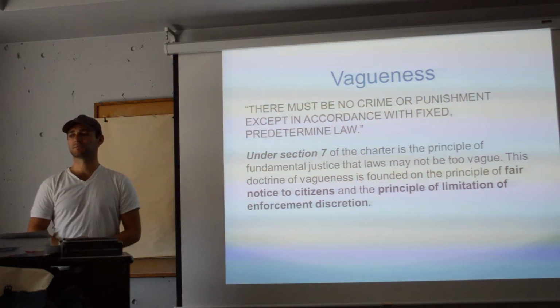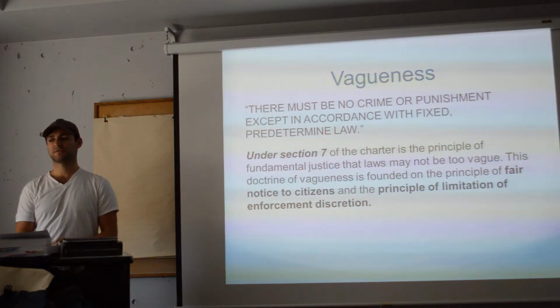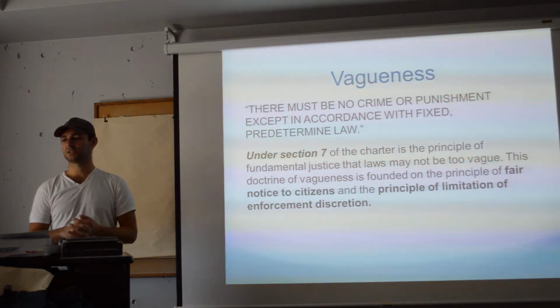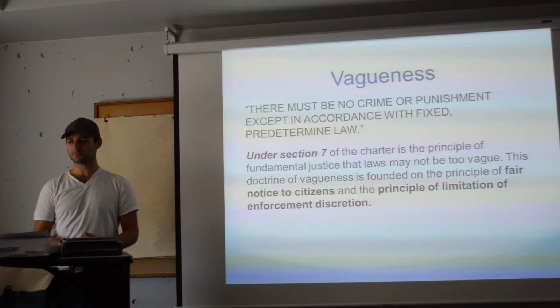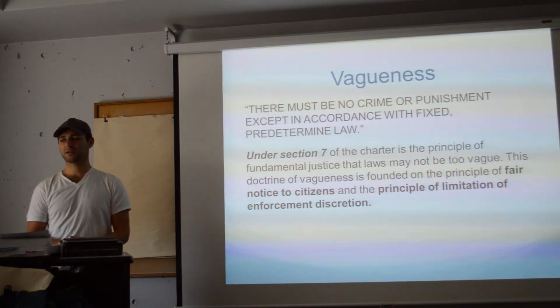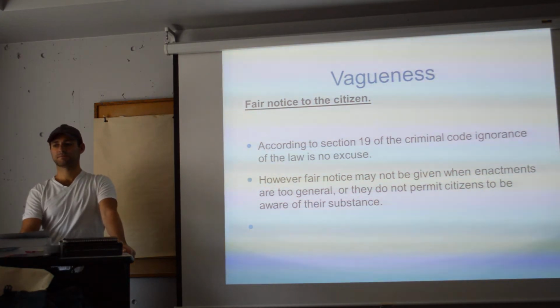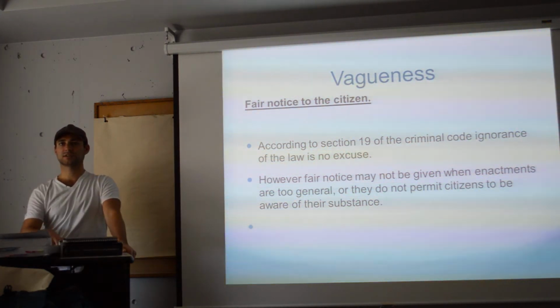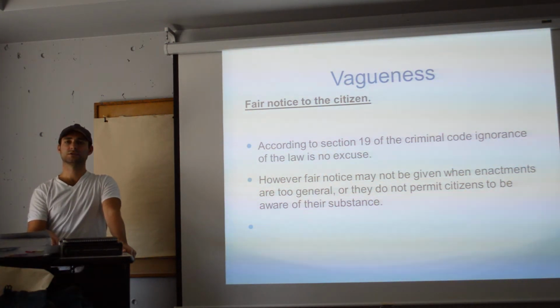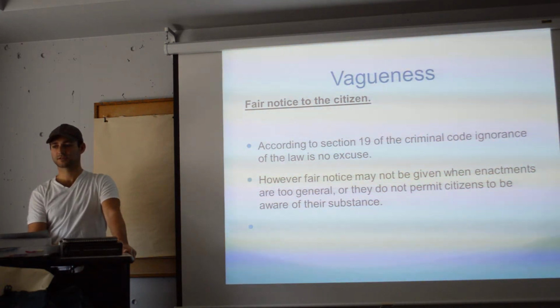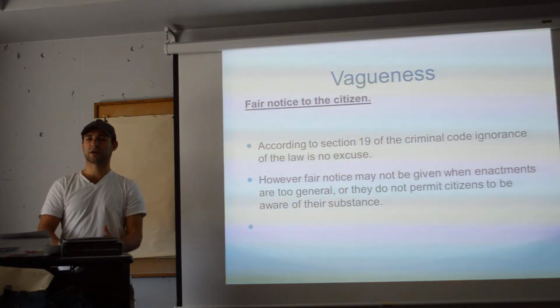So we move on to vagueness in the Criminal Code. There must be no crime punished except in accordance with fixed and predetermined laws. So under Section 7 of the Charter is a principle of fundamental justice that the laws may not be too vague. And this is founded on the principle of fair notice to citizens and the limitation of enforcement discretion. So fair notice to citizens means that the citizens are deemed to know the laws, and in order to do that, they need to be in the Criminal Code, and they need to be clear and not vague, because ignorance of the law is no defense. So having the Criminal Code, having the laws not vague, is considered fair notice to citizens.